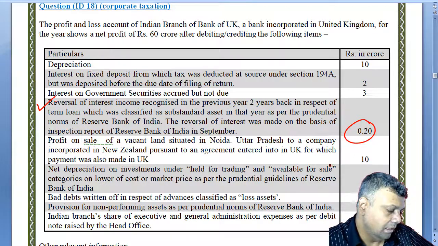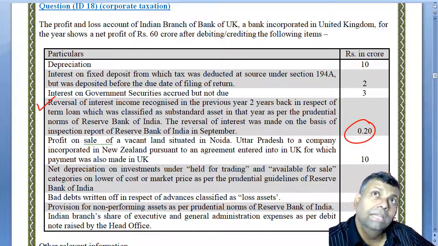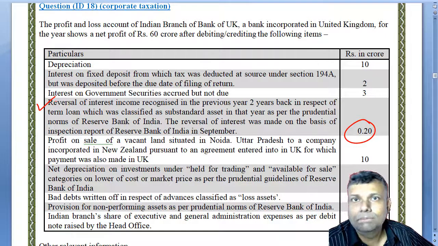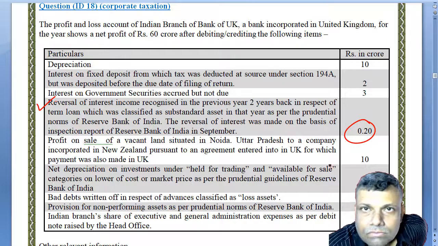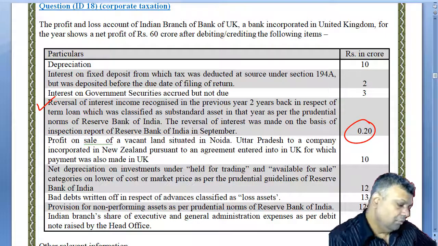Reversal of interest income which is recognized 2 years back in respect of the term loan which was classified as a substandard asset in that year, as per the prudential norms of the Reserve Bank of India. The reversal of the interest was made on the basis of inspection report of the Reserve Bank of India in the month of September. It is a reversal of interest income recognized 2 years back.